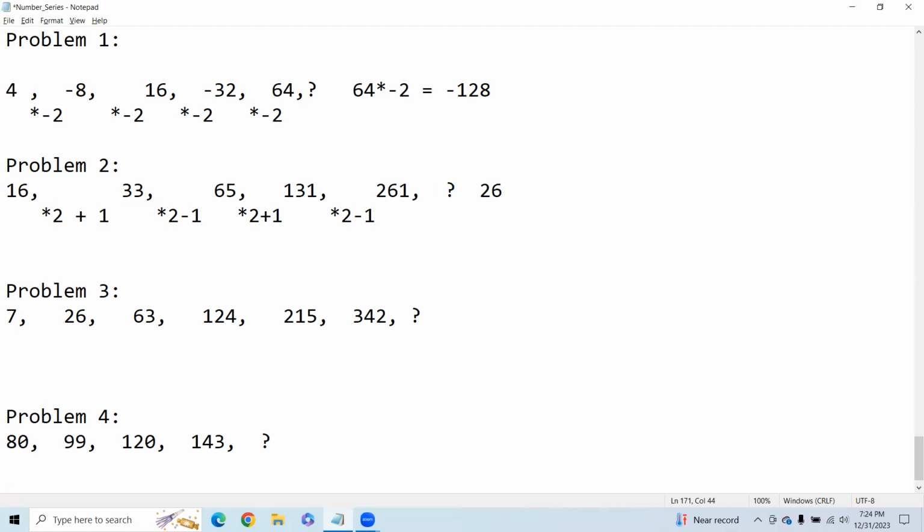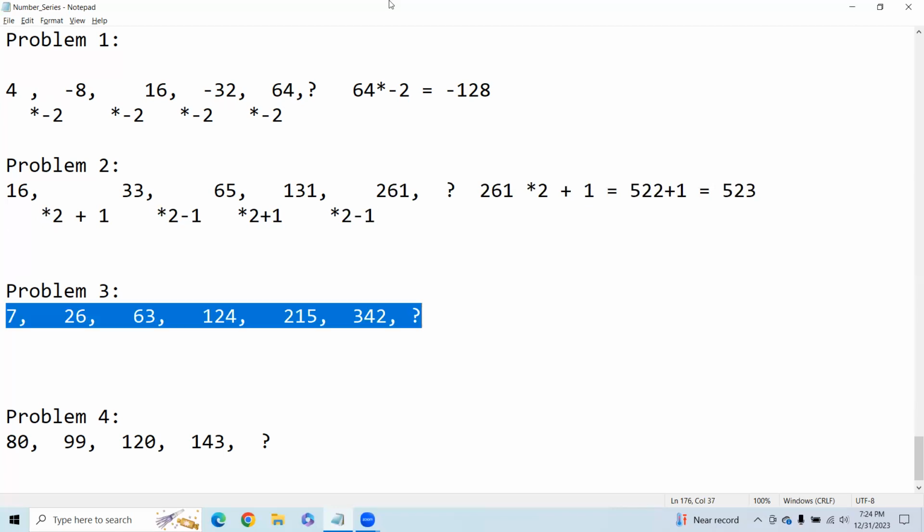Now, in order to get the answer, 261 into 2 plus 1. 261 into 2 becomes 522, plus 1 becomes 523. So every time you are multiplying by 2, adding 1. Multiplying by 2, subtracting 1. Multiplying by 2, adding 1. Multiplying by 2, subtracting 1. Now here you will multiply by 2 and add 1. Let's look at the next problem.